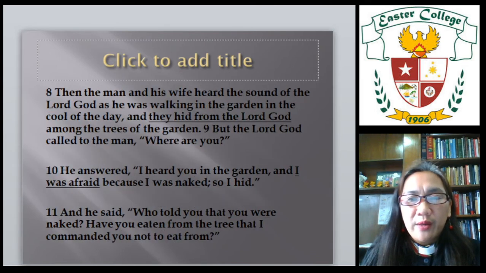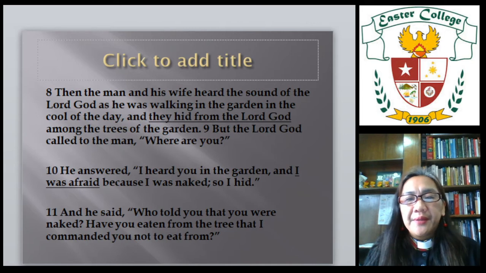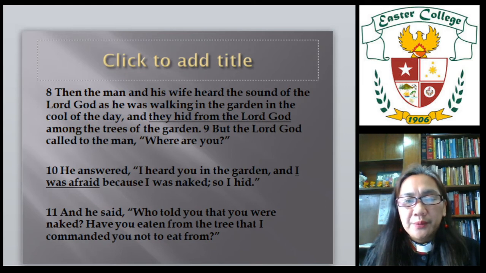Then the man and his wife heard the sound of the Lord God as he was walking in the garden in the cool of the day. And he hid from the Lord God among the trees of the garden. But the Lord God called to the man, "Where are you?" He answered, "I heard you in the garden, and I was afraid, because I was naked, so I hid."